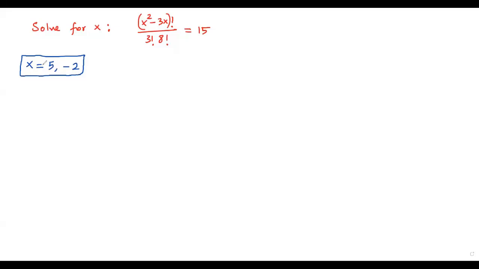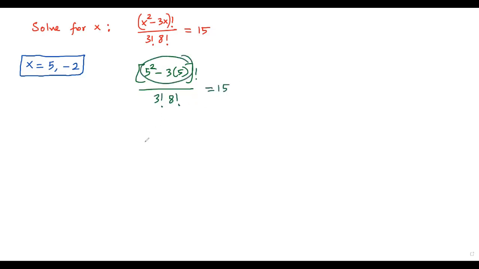We got two values for x, 5 and negative 2. Now I'm going to verify the first solution, 5. I'm going to plug in x equals 5 into the equation and check whether this equation is satisfied by the value 5 of x. So let's plug in 5 for x. Then I'll be getting 5 squared minus 3 times 5, factorial, over 3 factorial times 8 factorial equals 15.